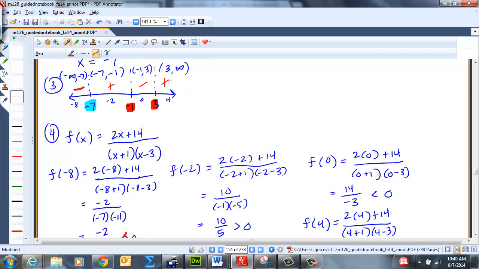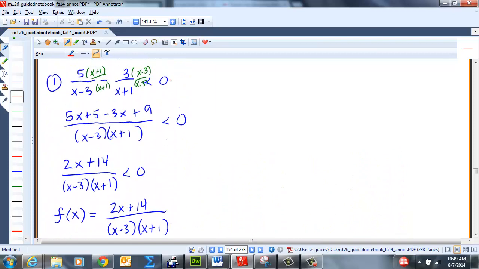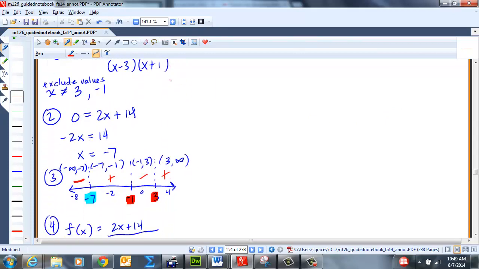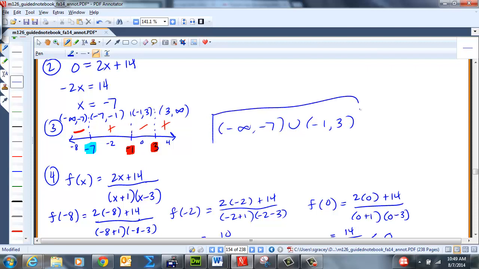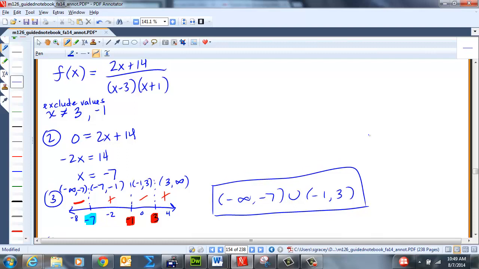Very good. Okay. So now our solution. Recall that our inequality was less than 0, and so our solution is going to be the negative results. So we'll go minus infinity to minus 7, union negative 1 to 3, all non-inclusive because of the less than and the fact that for the right side we had excluded values. So let's see if our graph agrees with us.